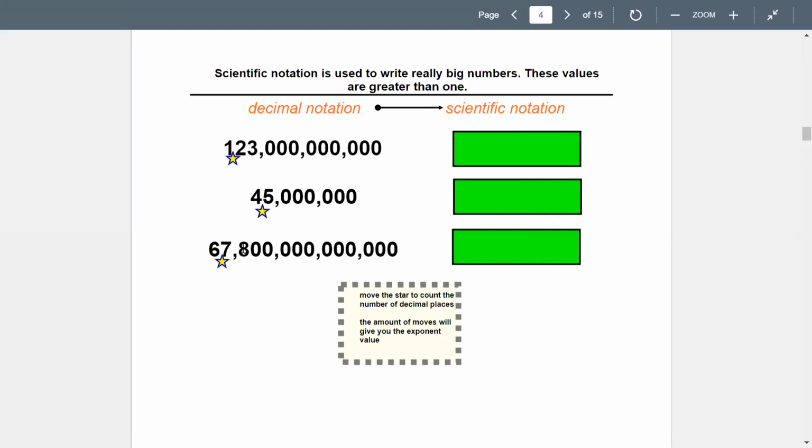Then right here, our biggest number yet. So here, that's the millions, that's the billions. This is 67,800,000,000,000. That's a big number.